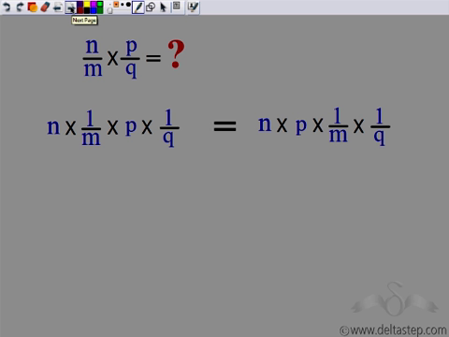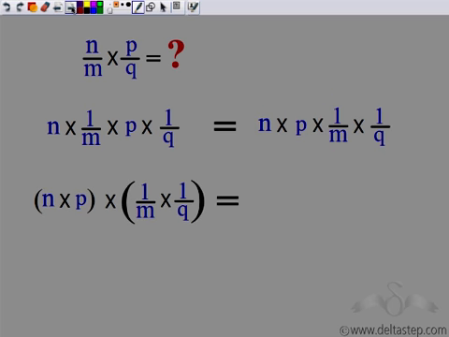Now, I can club these two together. Since multiplication is associative, I multiply any two in any order, it does not matter. So, n times p would give me np. That is, multiplying two integers gives me another integer, which is np. Multiplying two unit fractions again gives me a unit fraction. Numerator does not change. The denominators get multiplied, m times q, mq. This is what I get.